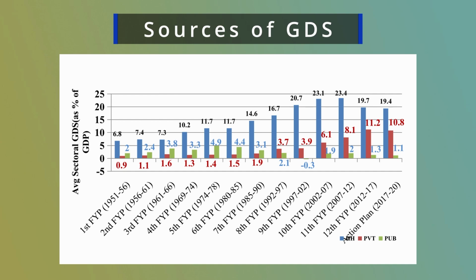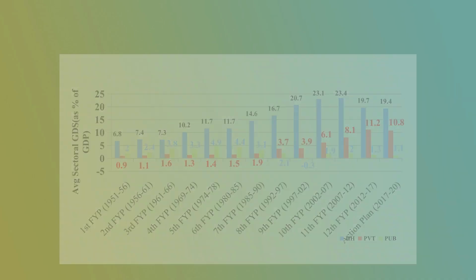And if you make it in percentage terms, in the total GDS, the contribution of the household sector was about 70% and higher. And the trend also indicates that gradually the household sector savings were rising. But interestingly enough, what you observe that during the first 5-year plan up to that 7th 5-year plan, the contribution of the public sector was higher in GDS compared to the private corporate sector.